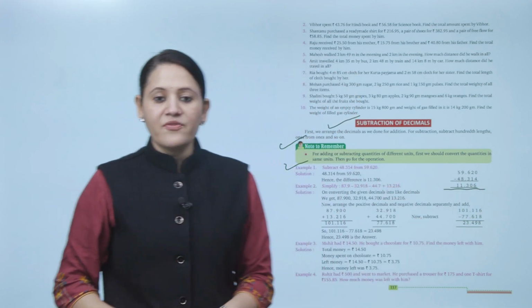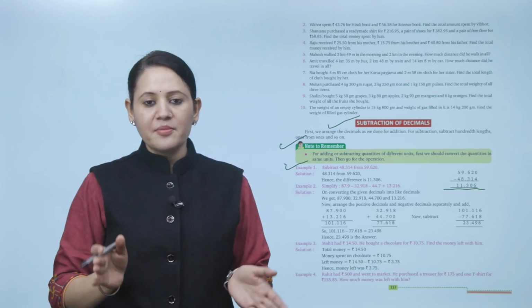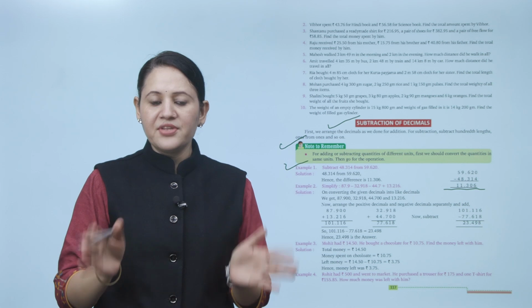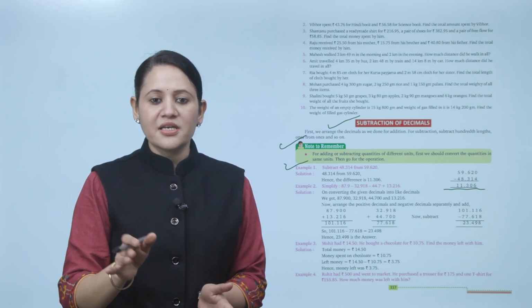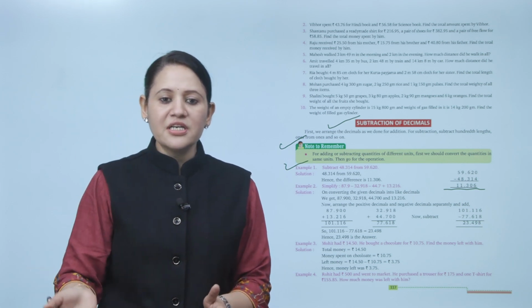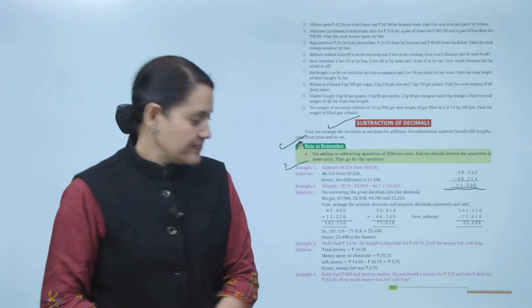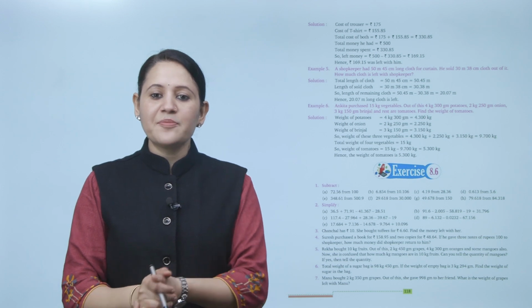Whenever we add or subtract numbers, the unit should be the same. If we are adding two numbers in centimeters, both should be in centimeters. Otherwise, we have to convert into the same unit and then add or subtract. Clear? Next is exercise 8.6.